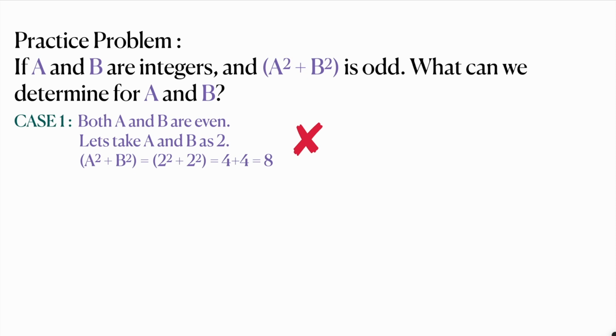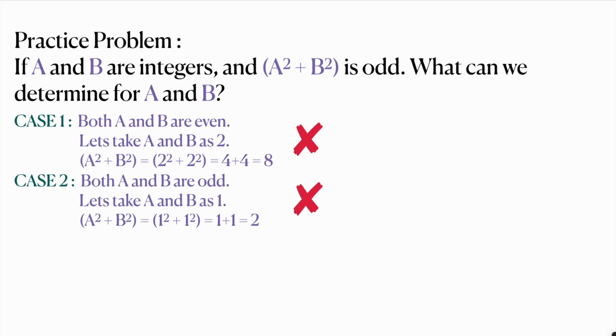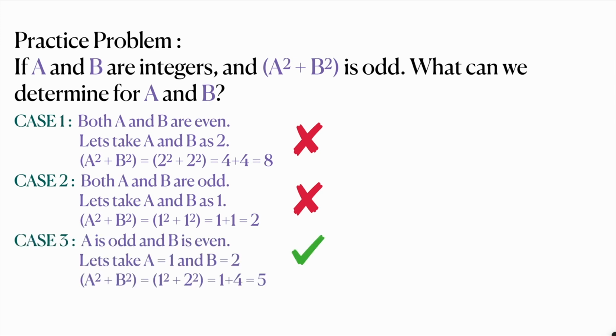Now let's come to case 2, where both a and b are odd. In this case, let's take a and b both as 1. So a square plus b square is 1 plus 1, which comes out to be 2, which is again not the case because it isn't odd. Now let's look at case 3.